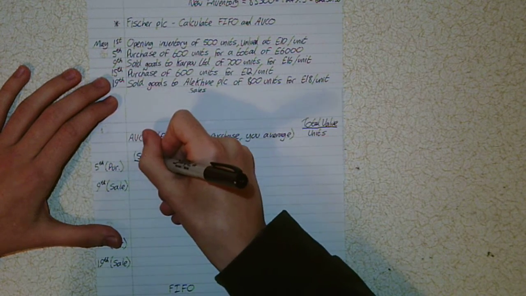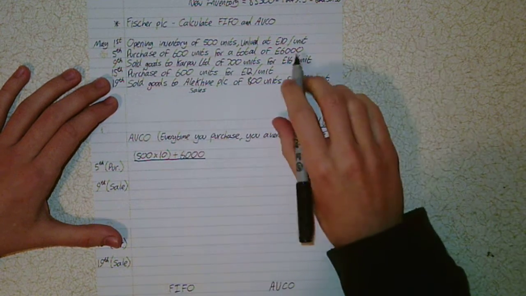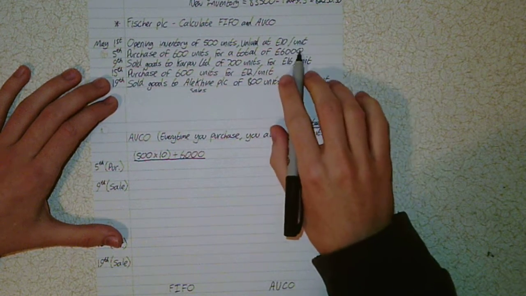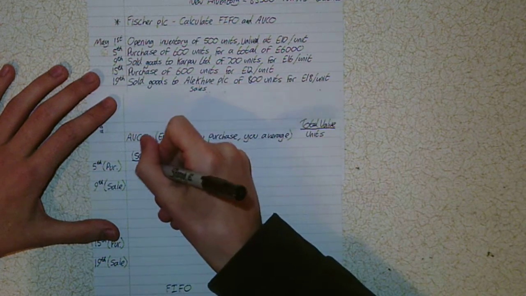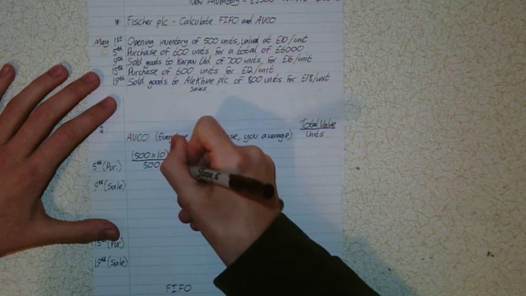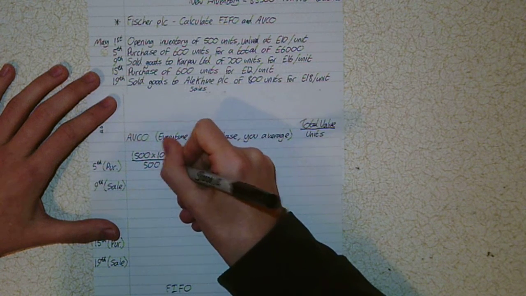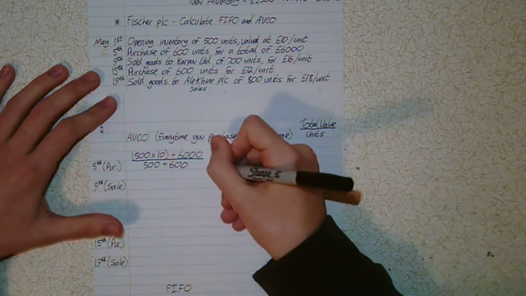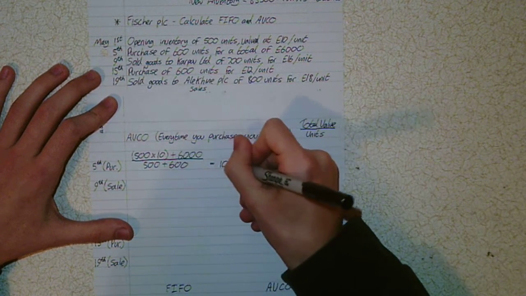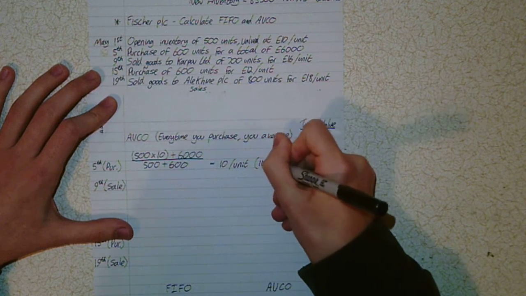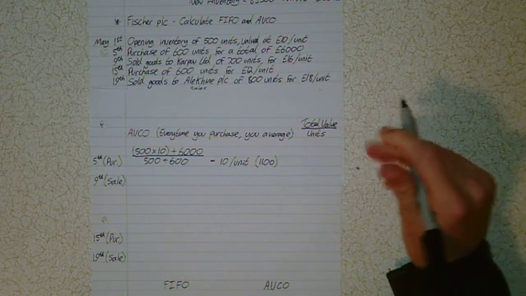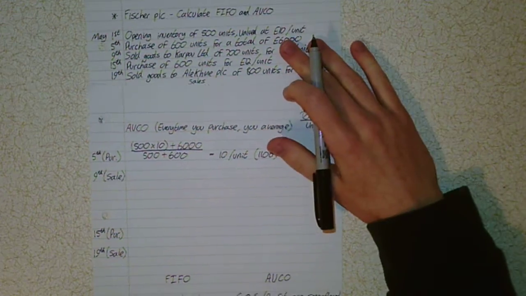So it's been presented in two different ways, then. That was given per unit, and that was given as a total. So how many units do we have? Well, it's simple, it's just 500 from the opening inventory plus 600 from the purchase. And that gives me £10 a unit. And just put in brackets, there's 1,100 units there. It's just good to remind yourself.